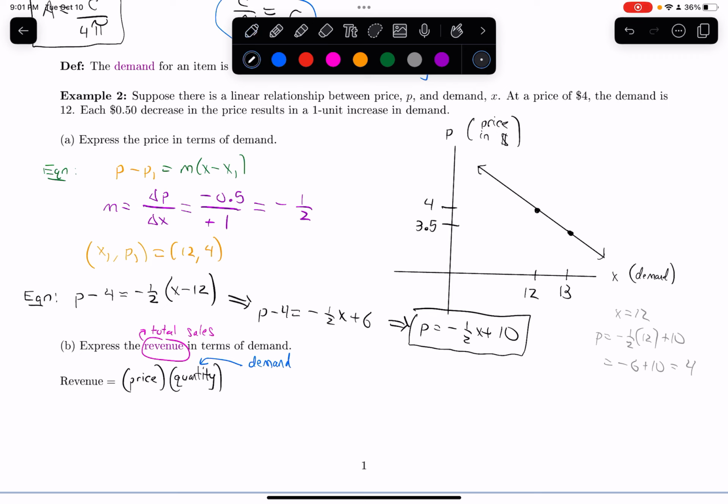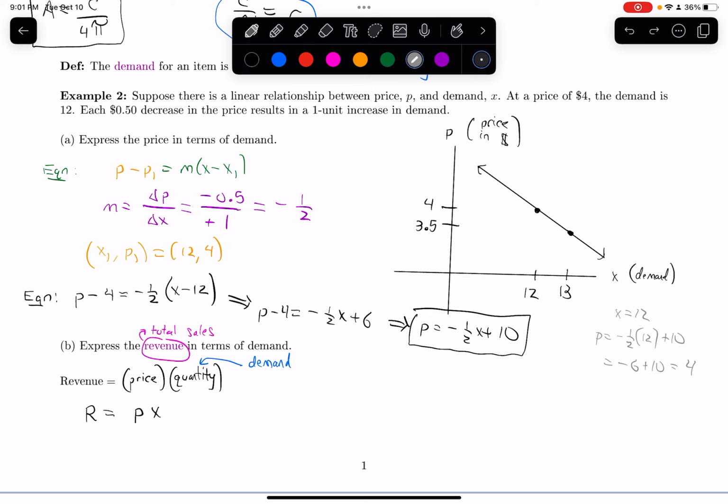Okay, so let's introduce some variables. Let's call revenue capital R. For price, we've been calling that P. And quantity, which is the same thing as demand, we call that X. Okay, this is not quite what we want yet. We're not done because I want the only variable on the right to be the demand variable. I want the only variable to be X.